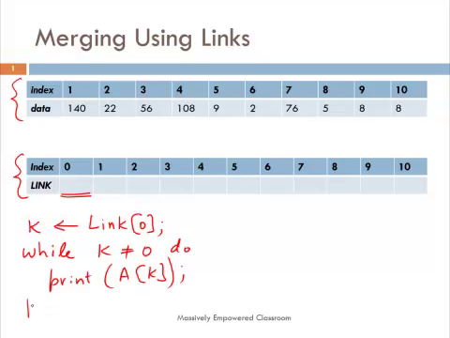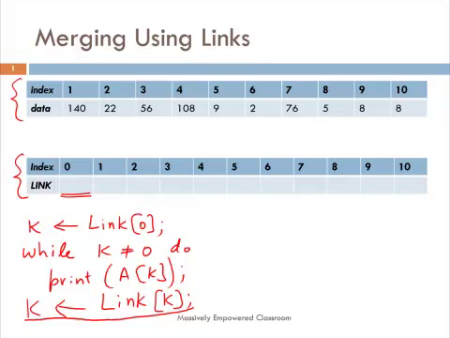And how do I go to the next element? I say k goes to link k, right? So that's the line which helps me go from one element to the next. K goes to link k. Let's see how this works by going through an example.